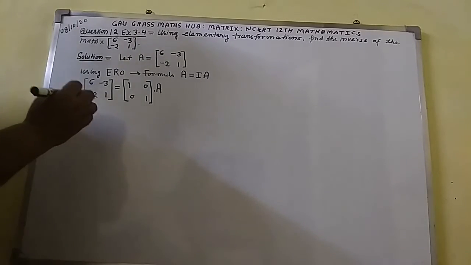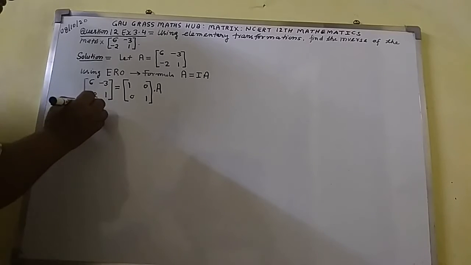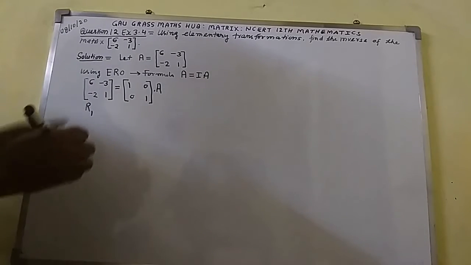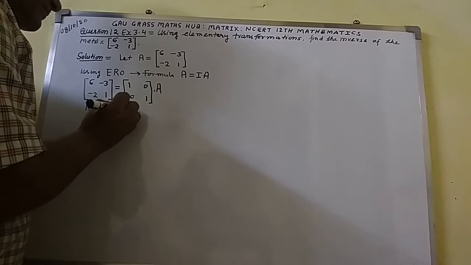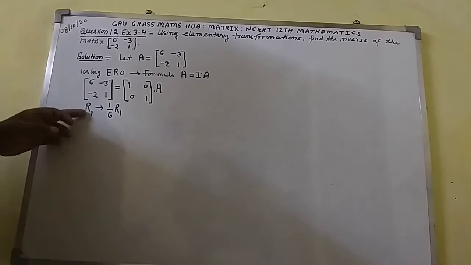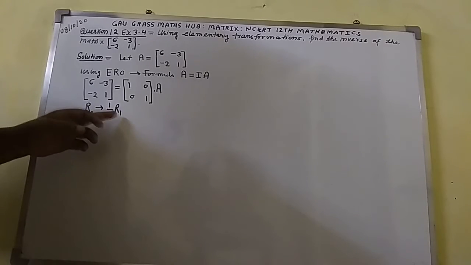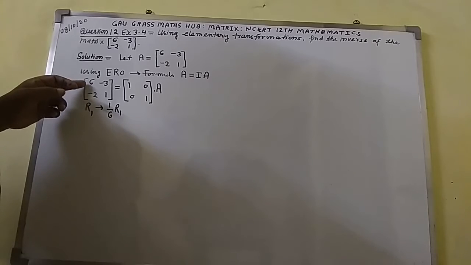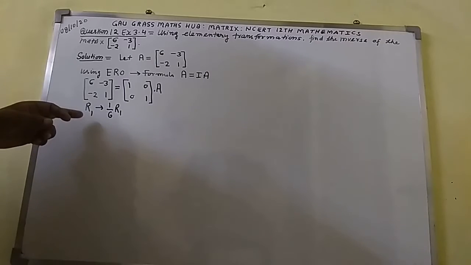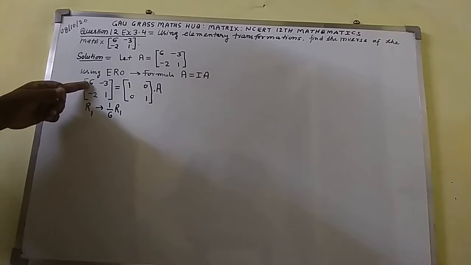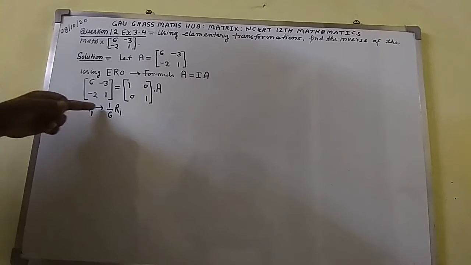So what property should I apply? Let us see. Here I can write R1 goes to 1 over 6 R1. This is the first row, this is the second row. Here 6 will become 1. Therefore, I have applied R1 goes to 1 over 6 dot R1.